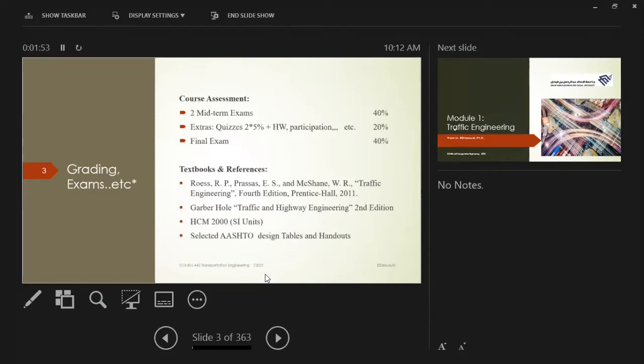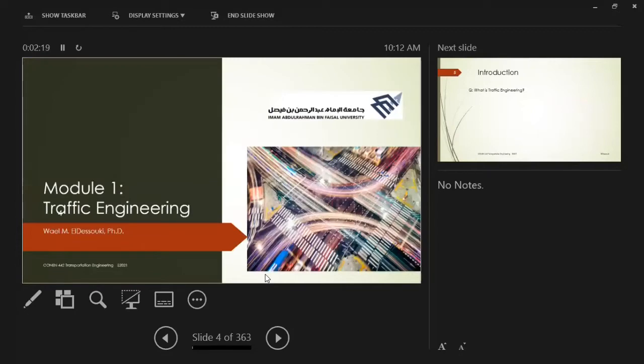We will be using the Highway Capacity Manual 2000 because it has SI units. It's not significantly different from the 2010, but that's what we'll be using. And we will have selected design tables and handouts from AASHTO. Okay, any questions? Okay. Then we start now with module one, traffic engineering.